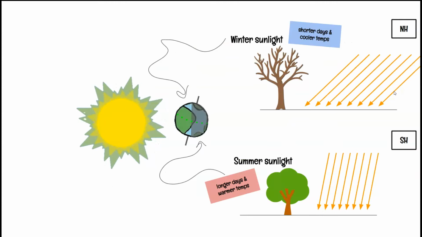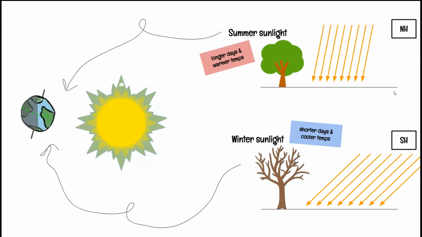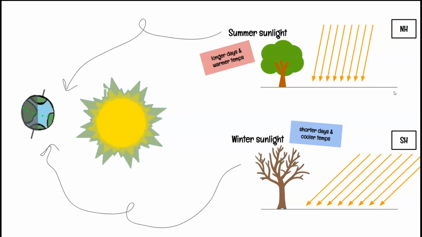See that the angle of light just keeps changing based on the position of the Earth in its revolution around the sun. That's it. That's all that I have for today.